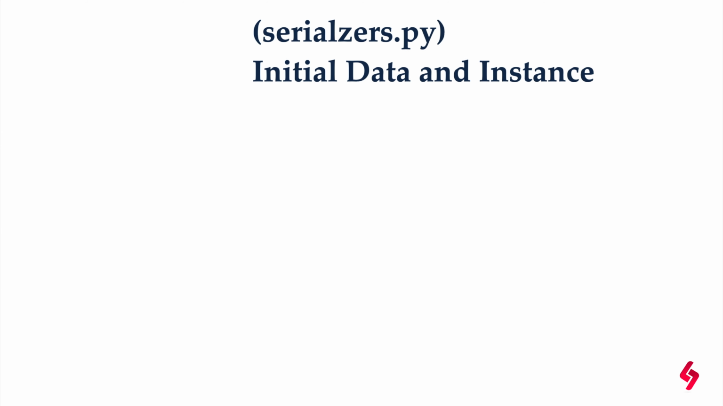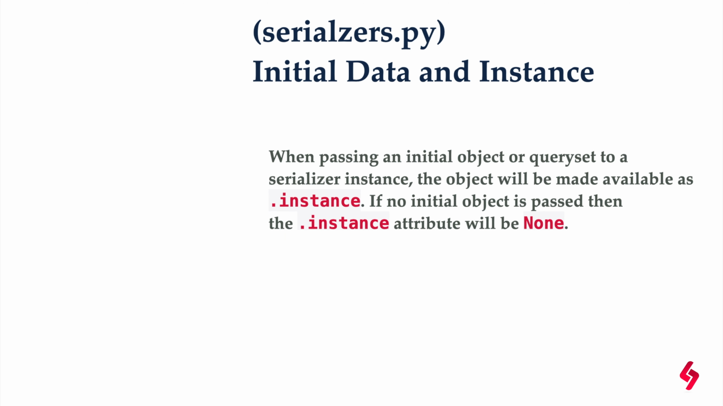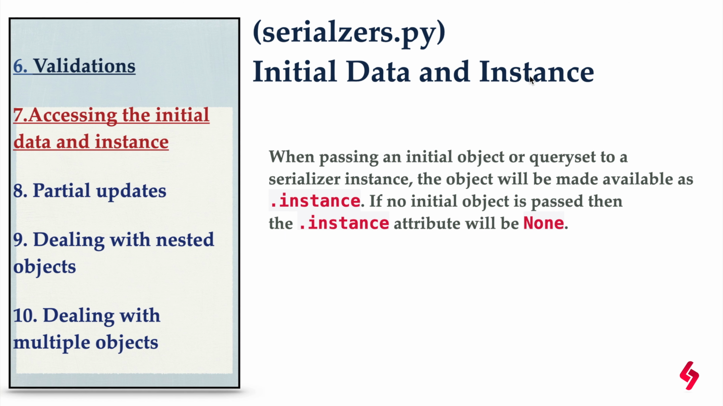Moving to the next one, the initial data and instance. When passing an initial object or any queryset data to the serializer, the object will be made available in the .instance. If no initial object is passed, then the .instance attribute will be None. So .instance is an attribute.